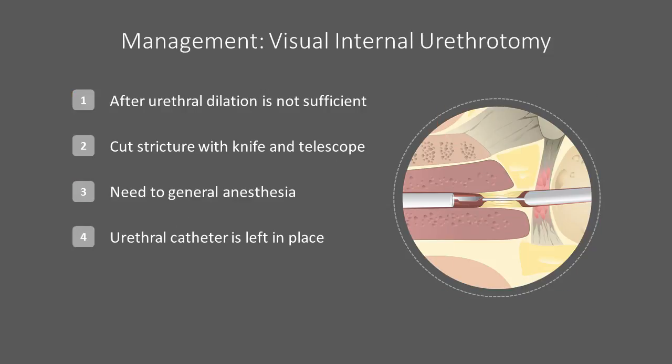If dilation of the stricture is not enough and the stricture returns, the urologist may cut the stricture open using a metal knife and telescope with the patient under general or spinal anesthesia. This is called a visual internal urethrotomy, or VIU. Again, a urethral catheter is left in place for several days afterwards to assist in healing.